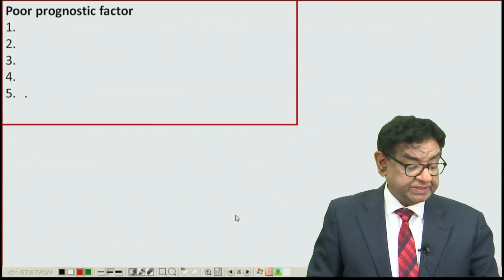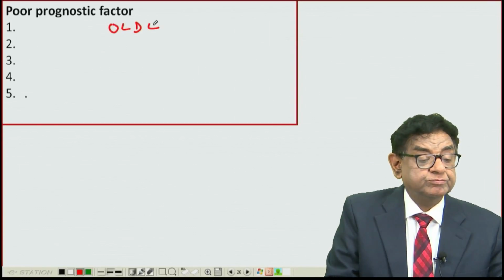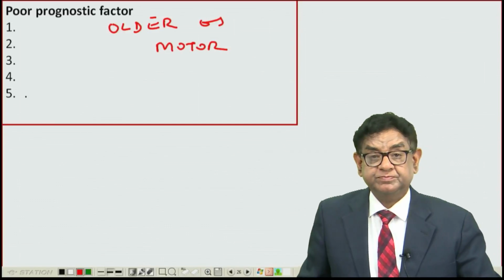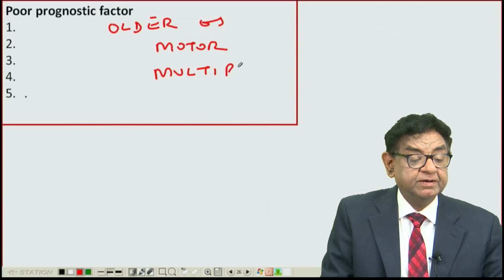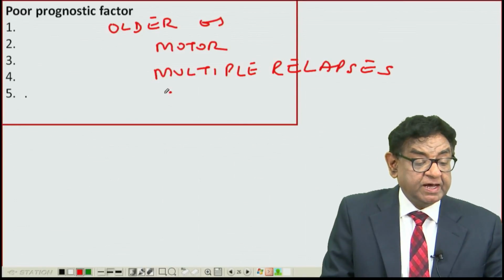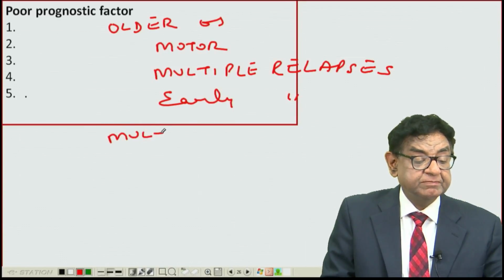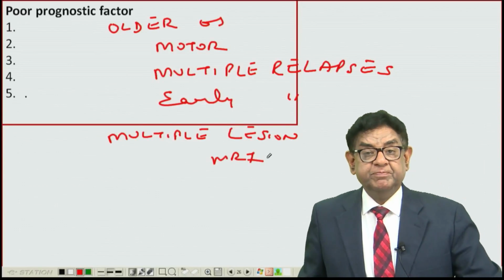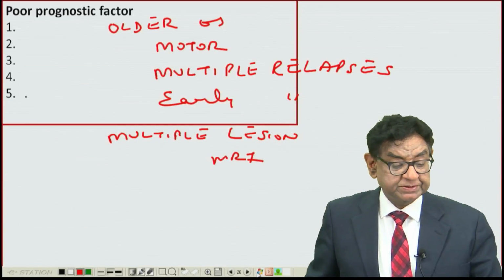Now, what are the poor prognostic factors for a case of multiple sclerosis? Older males. Number two, motor symptoms at presentation. Patient having multiple relapses. Patient having early relapses. Patient having multiple lesions in MRI. If plenty of lesions are there, that means there is more and more scarring, and that is bound to have a poor prognosis.